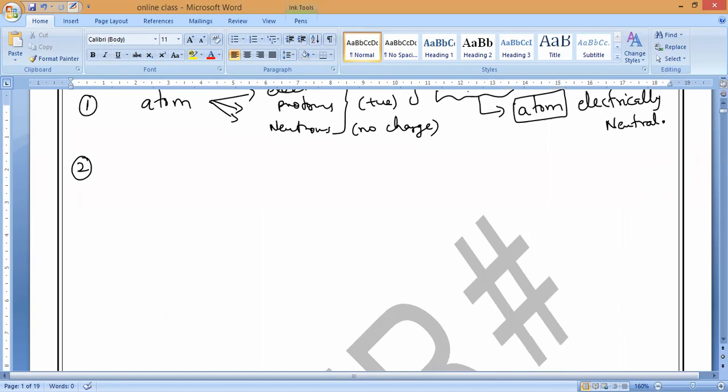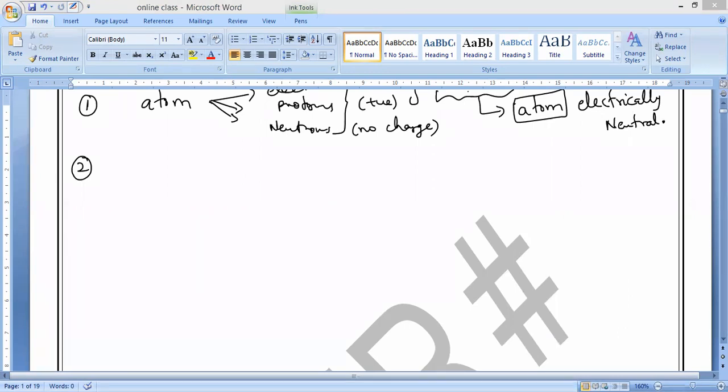So this is the first point suggested by Mr. Niels Bohr. Next, the second one. What is the second point? He has taken it from the Rutherford alpha particle experiment also. The protons and neutrons are located in a small nucleus, which we call the center of the atom. Is it clear, guys? Please respond. That is the second point.